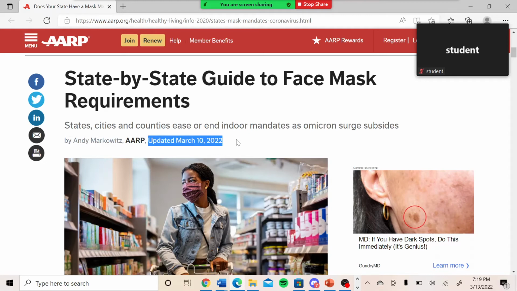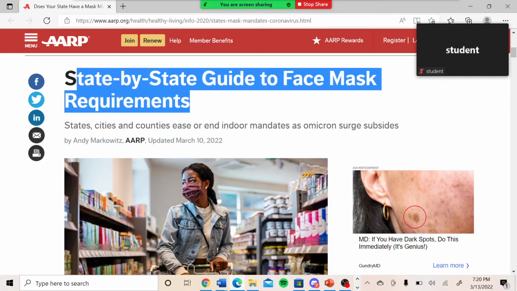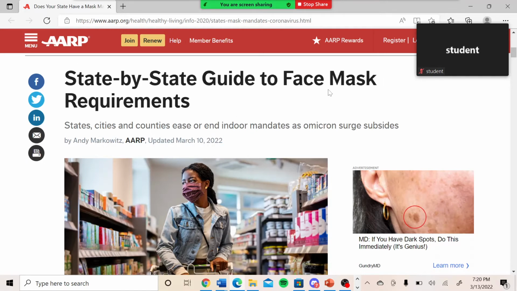So this is very, very relevant. It is in the month that we're currently in. So this can be huge for an argument that we're currently making because this is current, recent evidence. So also another thing that you need to know is the title of the article. Ours is State by State Guide to Face Mask Requirements. You need to know the title of the website that you're getting it off of. If you're using a website, if you're using a book, it's a completely different style, but I wanted to show you guys what it looks like for a website.